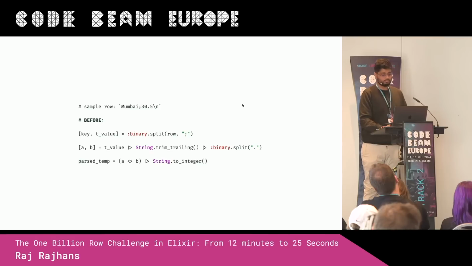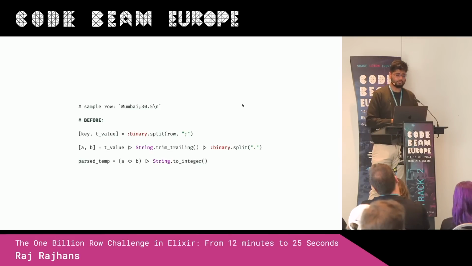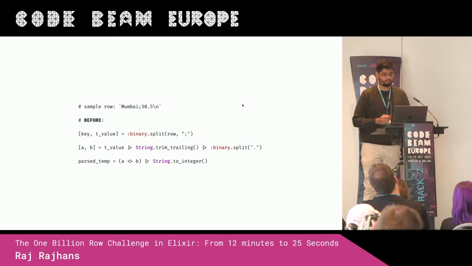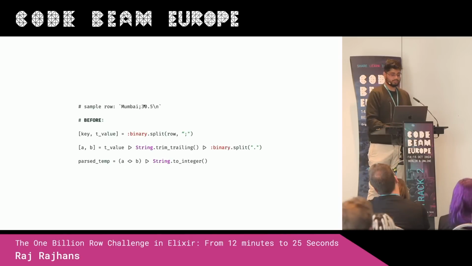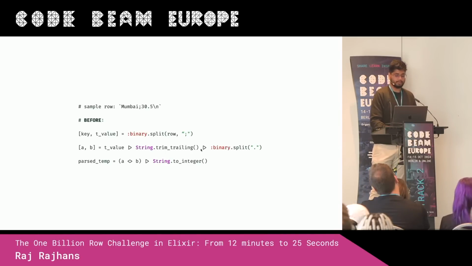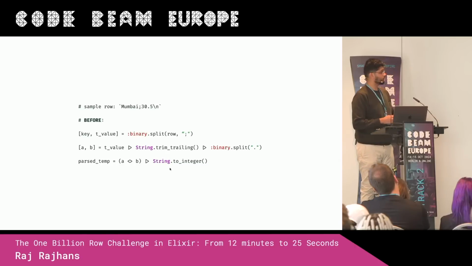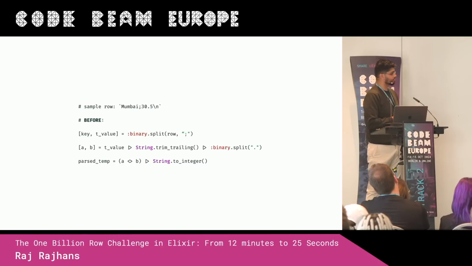So this is what we are doing. This is a sample row that we have. We have a city name, then a semicolon, and then the temperature value, and then a slash n. Because there's a slash n, we are doing trim trailing, and then we concatenate them and do a String.to_integer. To think how to optimize this, I decided to see what String.to_integer is really doing under the hood.